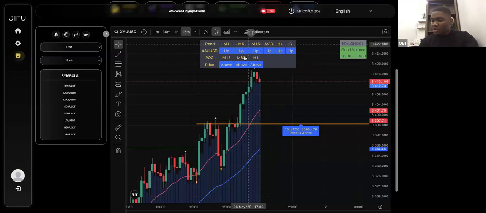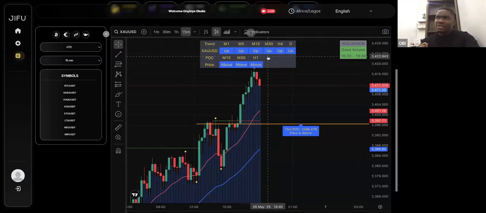Let's say you open this trend table and on some of the time frames it is showing buy, and on others it is showing sell. If you are seeing 4 buys, 4 sells, would you still consider it for a buy? No, you will not consider it for a buy.